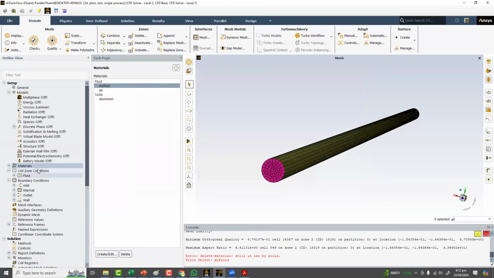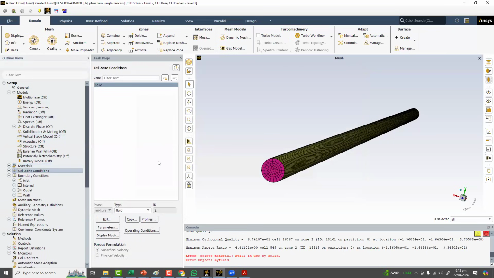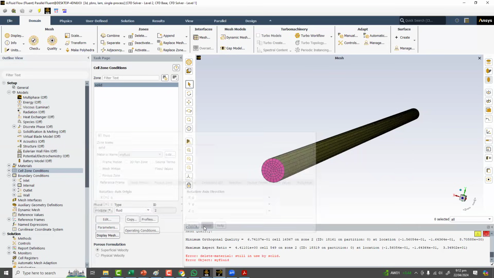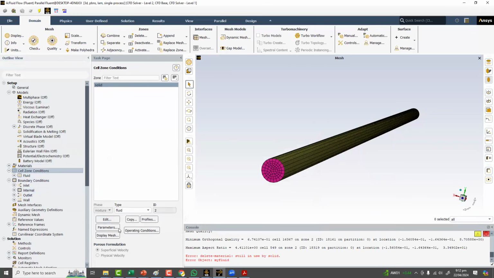You can close, but the thing is that if you go to cell zone conditions, it should be using your fluid, my fluid, okay? Click on edit and choose the material name to my fluid. And this is true if you're modeling a heat transfer case, maybe you're modeling some solid bodies around the fluid bodies. In that case, you have to define the proper material for that solid body. For that, you go to cell zone conditions, select the cell zone condition here, click on edit, and then select the proper material and maybe the other properties.